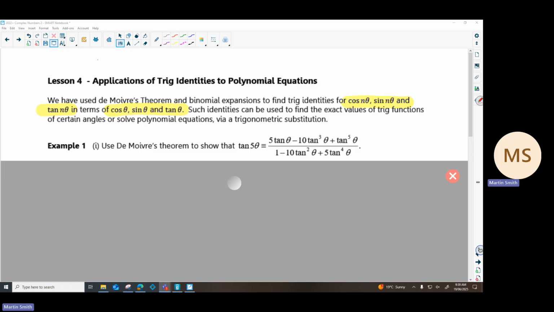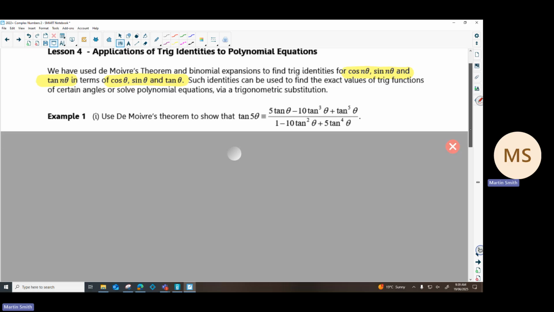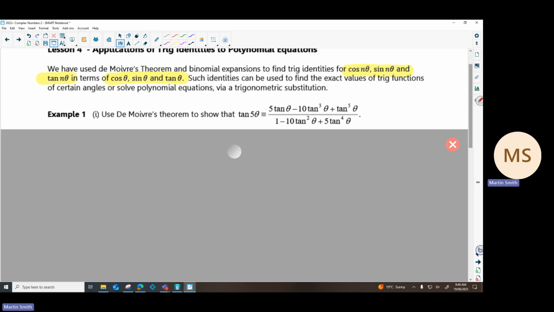So example 1 is meant to be illustrative of the kind of thing you might get in an exam. In the first part, they ask you to use De Moivre's theorem to prove this identity for tan 5 theta. This is what we did in the last lesson. I recommend very strongly that you pause the video and have a go. I'll go through the answer in a second, and then we'll worry about part 2 of the question.